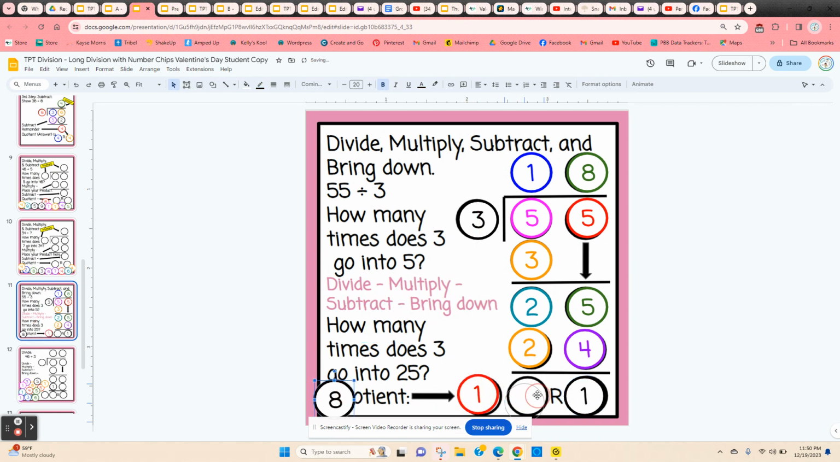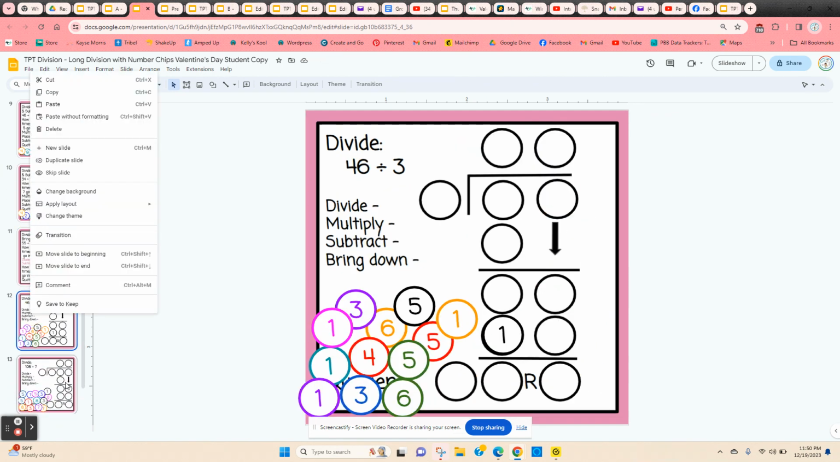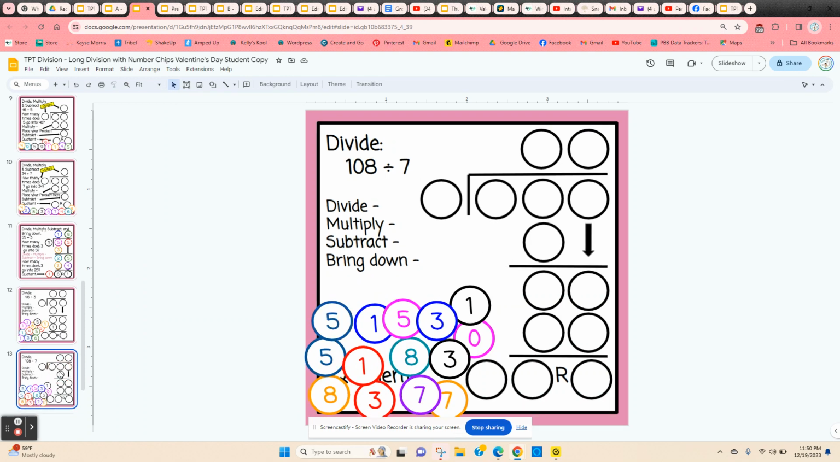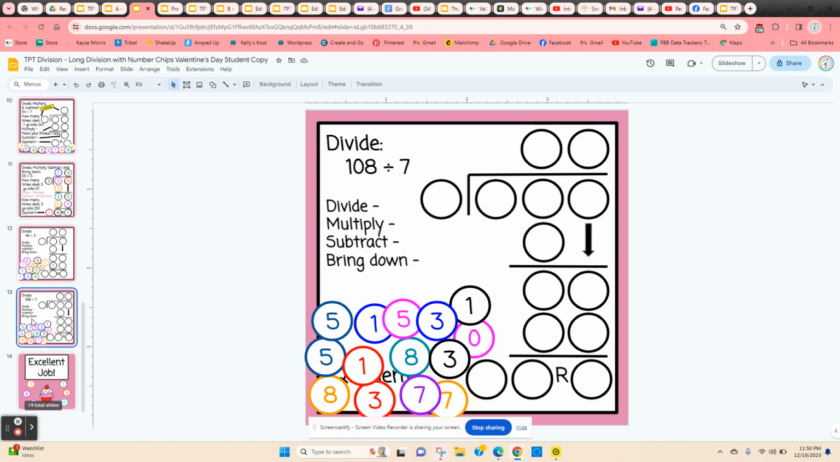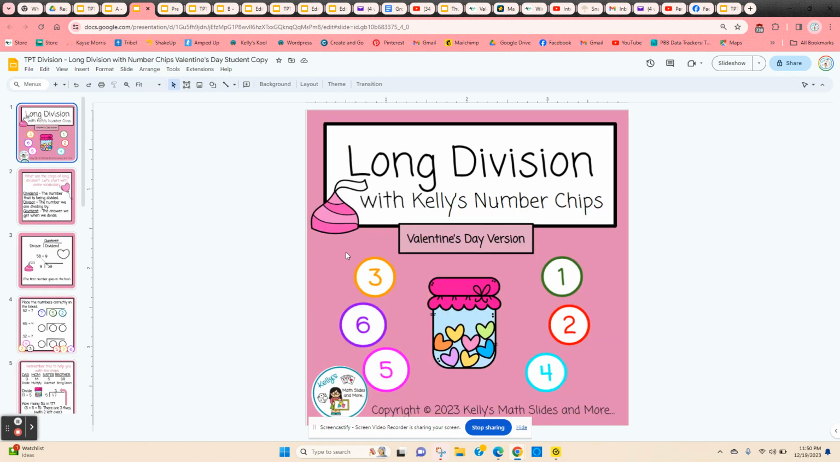You can go through these with the students. You could put this on the big screen while the students are doing this on their own. Do some problems together and then have them do some on their own if you like. And then they're just going to practice. Again, they've got every number they need, and they need to use every single number. So that is long division with number chips and with remainders, the Valentine's Day version.